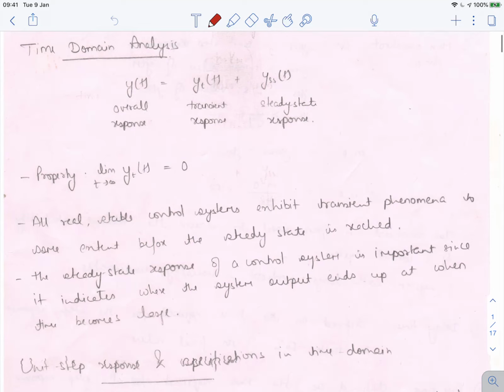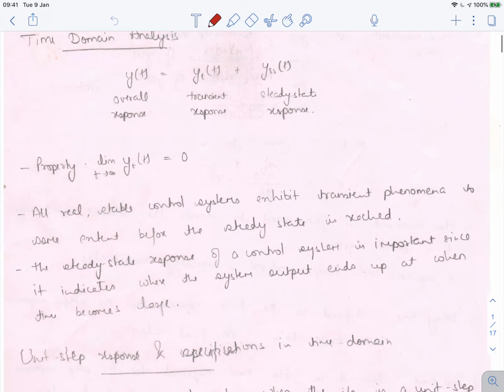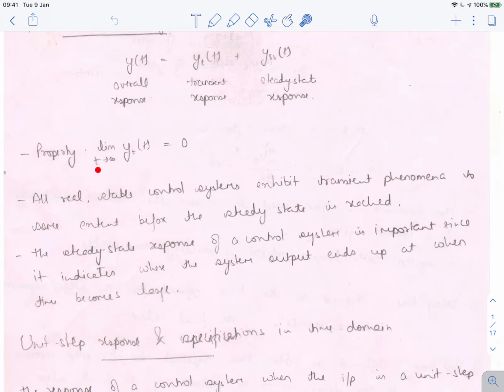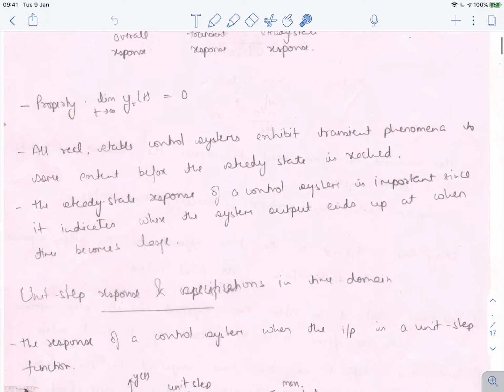Okay, so going to the lecture notes. This is the expression we would have. We also call it the transient response yt and the steady state response. And we know for the transient response that as t tends to infinity, yt of t is basically equal to 0, and what remains at steady state is y of ss. So this is the property associated with the transient response.